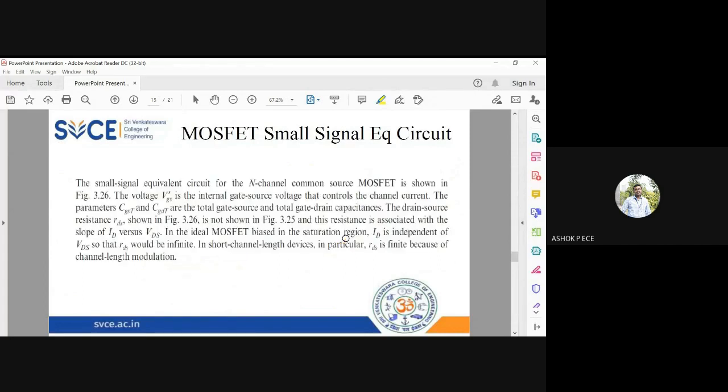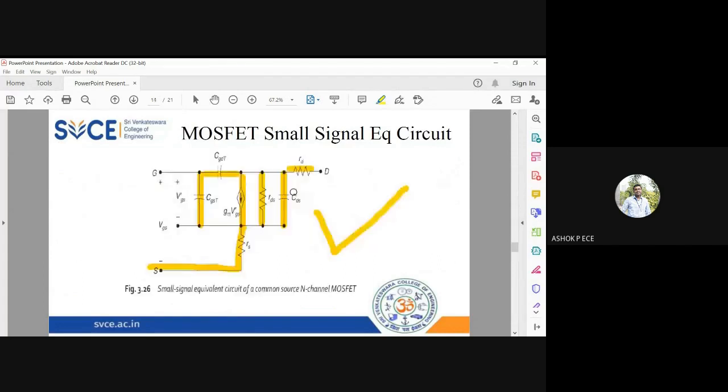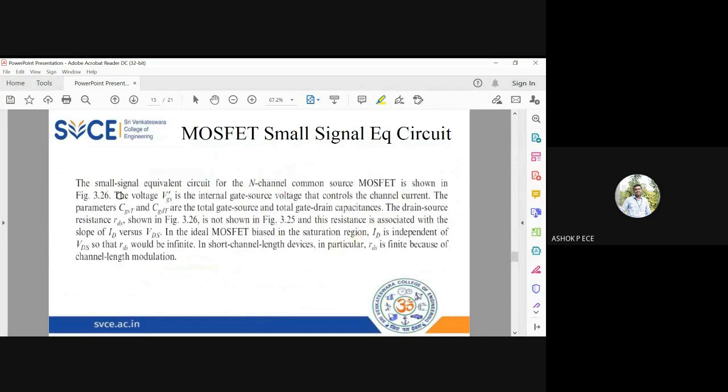Okay, so that is what is explained here. You have V dash GS as the input voltage, and CGST and CGDT are the total capacitances present between the gate and source and the gate and drain. The resistance between the source and channel is given by RS. The resistance between the drain and channel is given by RD. You have those two things in the circuit.